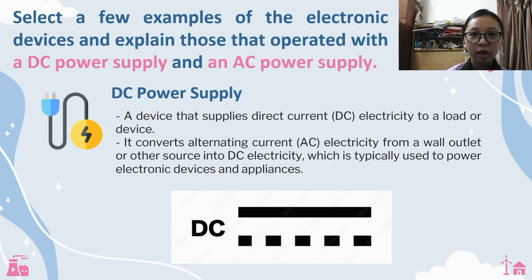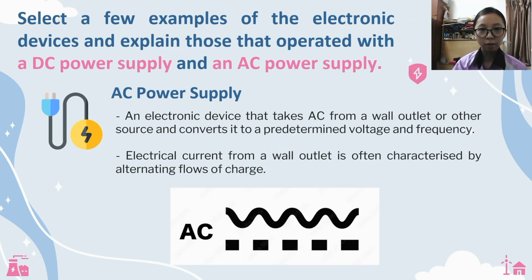It converts alternating current, AC, electricity from a wall outlet or other source into DC electricity, which is typically used to power electronic devices and appliances. AC power supply: it is an electronic device that takes AC from a wall outlet or other source and converts it to a predetermined voltage and frequency. Electrical current from a wall outlet is often characterized by alternating flows of charge.